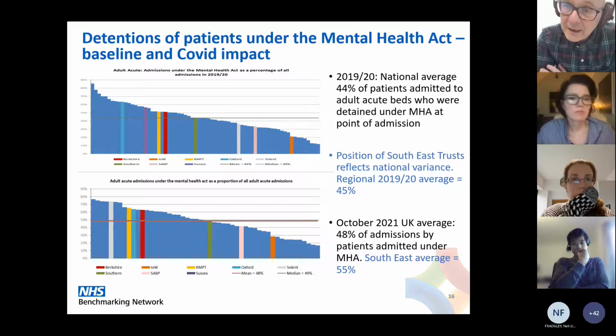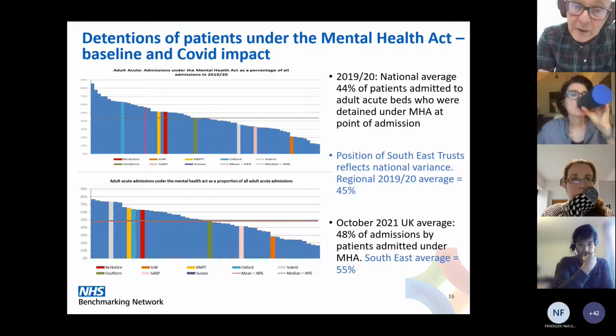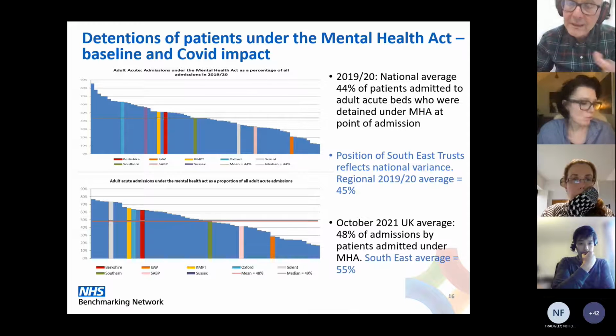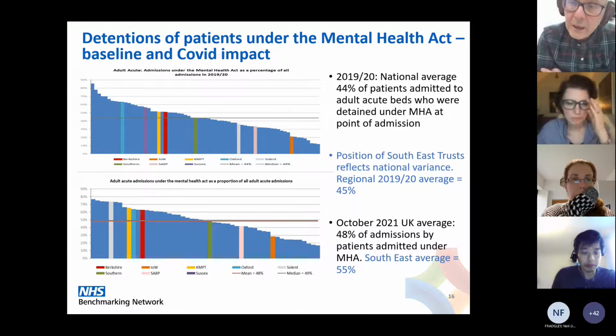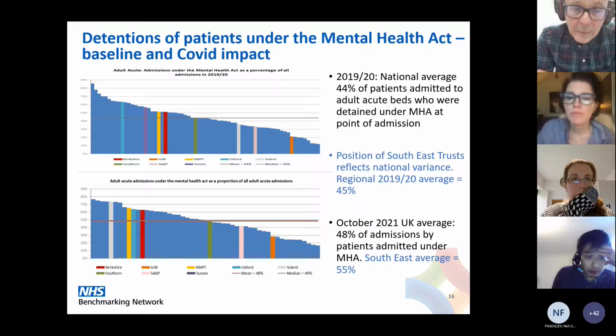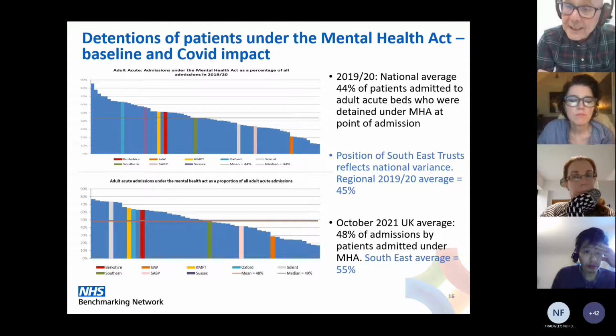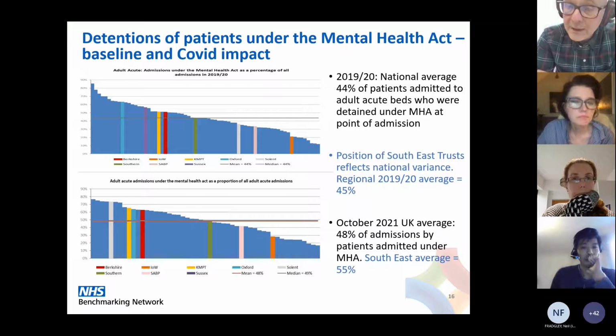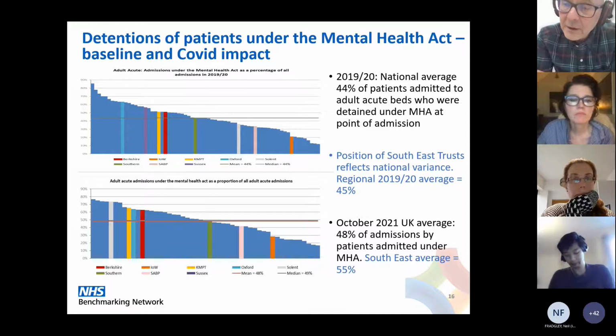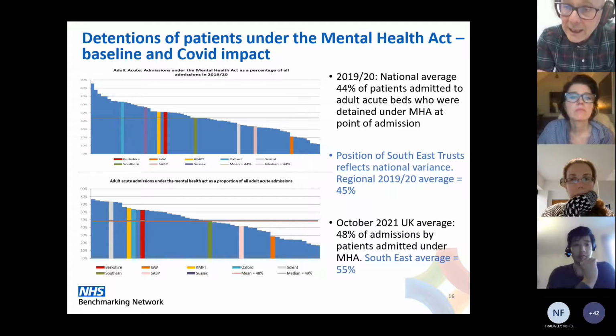So Oxford Health, remember, they had the highest length of stay pre-COVID, also had the highest use of the Mental Health Act. And you can see those things being really intertwined when things are super tight. But then Isle of Wight had the lowest use of the Mental Health Act. Nationally, the use of detentions has increased, so it's now 48% in October compared to 44% pre-pandemic. So it's eased a little, but use of the Mental Health Act is 10% higher in acute beds.